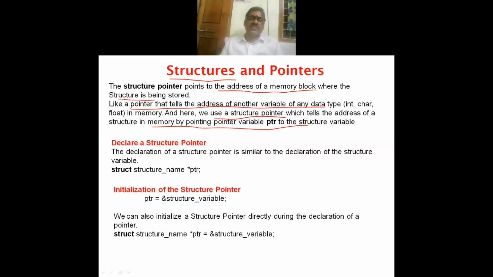The declaration of a pointer to a structure is similar to the declaration of a structure variable: struct structure_name *ptr. Here ptr is a pointer variable of structure type. How do we initialize this? ptr = &structure_variable. Now the ptr pointer is pointing to the address of this particular structure.